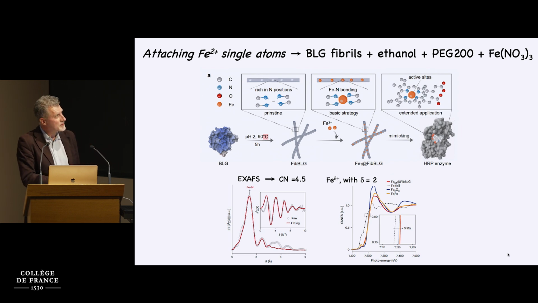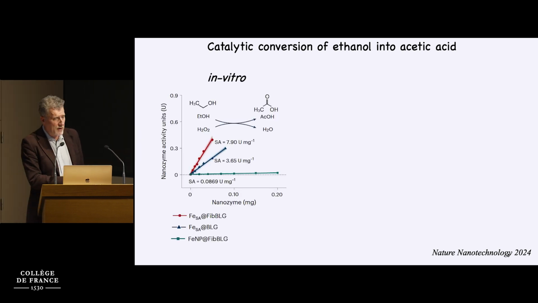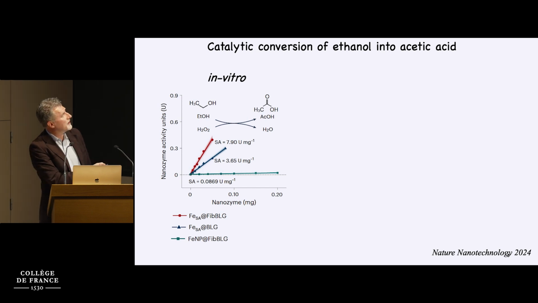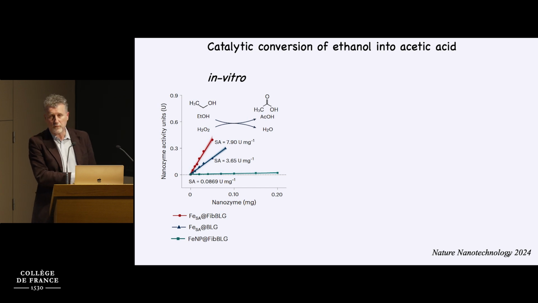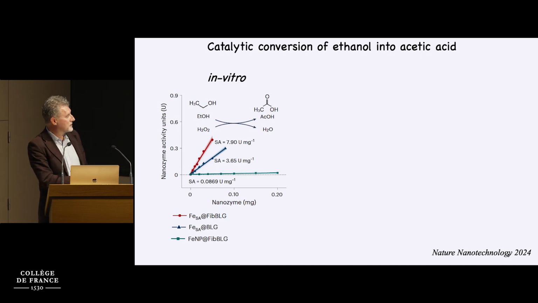Because then this mimics more or less the active site of horseradish peroxidase, so we can use that as a nanozyme for oxidizing ethanol. So what we're trying to do, and first I show you the thing in vitro. First of all, this is the formulation of the fibril. I just told you this will be the same story if we use the monomer and not the fibril, and this will be if we use a nanoparticle on top of the fiber. So this is single atom, this is a nanoparticle.